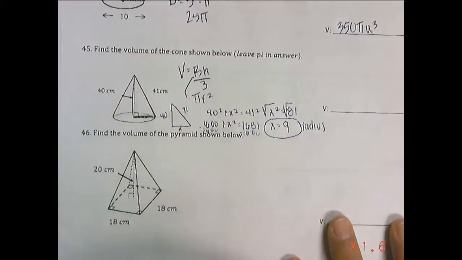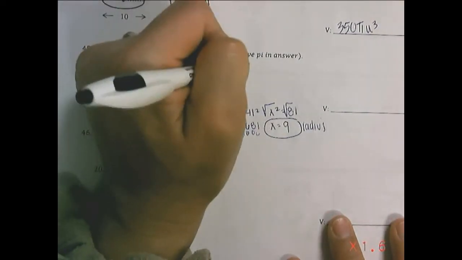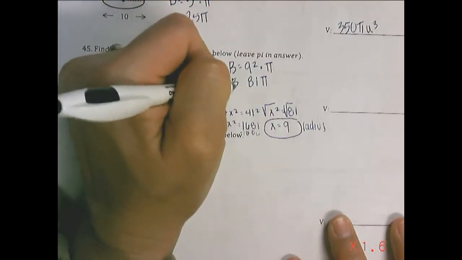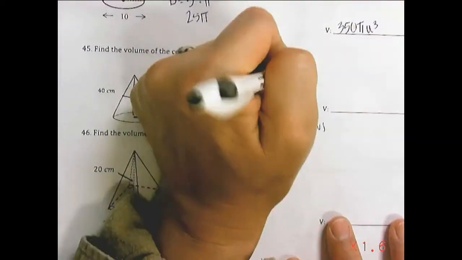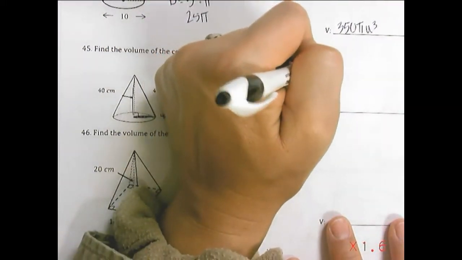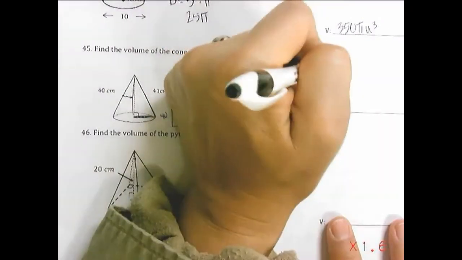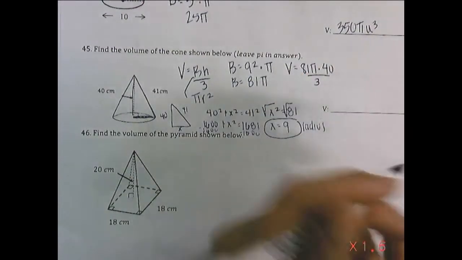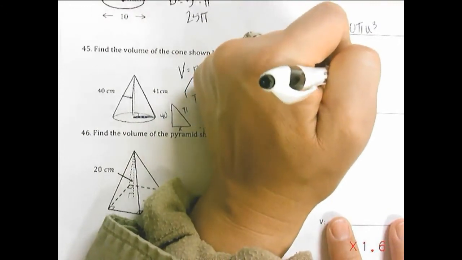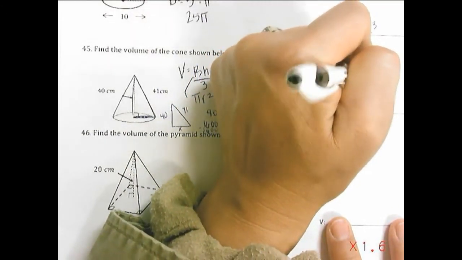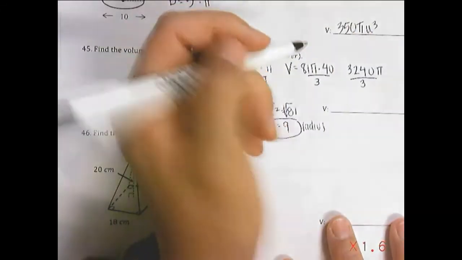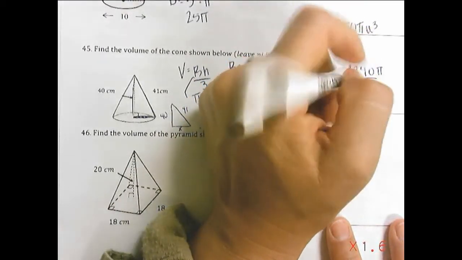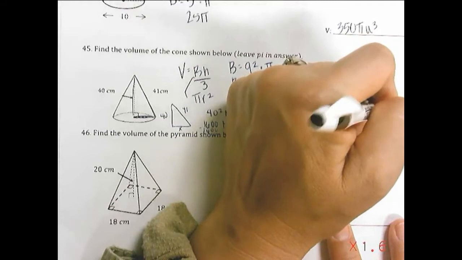I need to figure out the area of my base now. So big B is going to be 9 squared times pi, which would be 81 pi. Right, so big B equals 81 pi. My volume now is going to be the area of my base, so 81 pi, times my height, which is 40, and then divide by 3. 81 pi times 40 is going to be 3240 pi divided by 3. When you divide it by 3, you will get 1080 pi centimeters cubed.